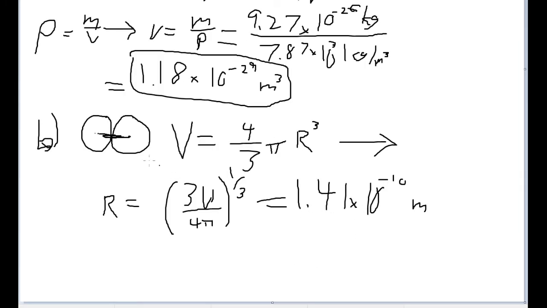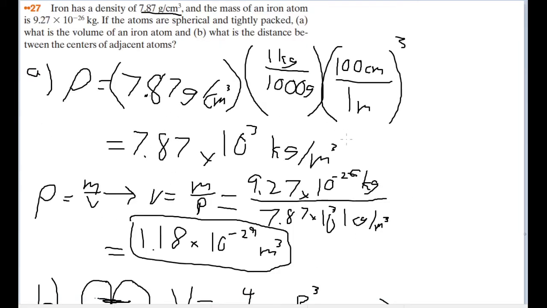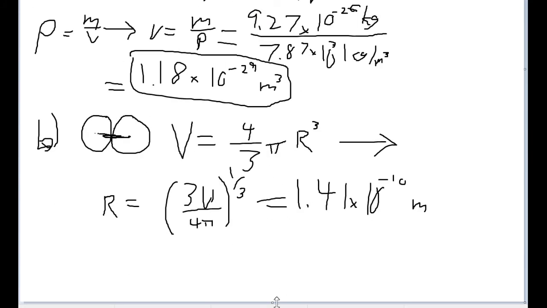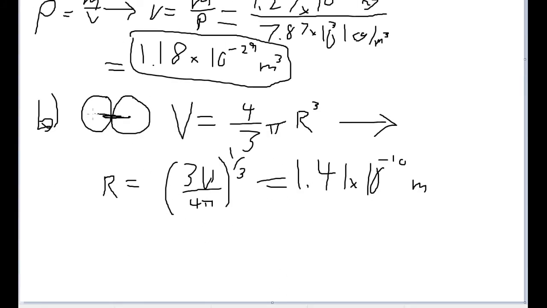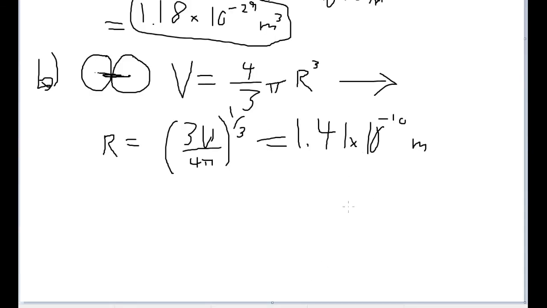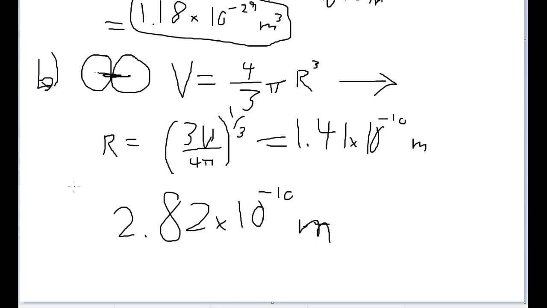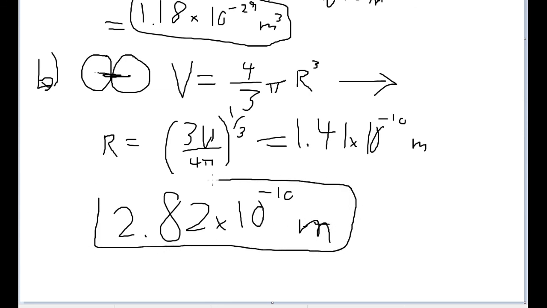And this is the radius of one iron atom. But we want the distance from the center of one atom to the other atom. So we're going to multiply this radius by 2. And so multiplying this value by 2 gives us a distance of 2.82 times 10 to the negative 10th power meters. And that is our answer for part B.